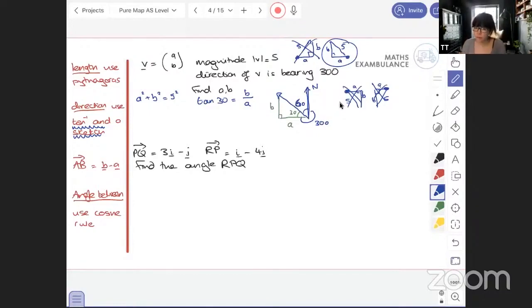I could use 60. I could draw this triangle with the 60. That's 60, that's length a and that's length b. So I could use tan 60 is the opposite over the adjacent. That would get me the same answer. Right, 1 over root 3. So 1 over root 3 equals b over a. So a, let's put the a on that side and root 3 b like that. So a squared is 3b squared.